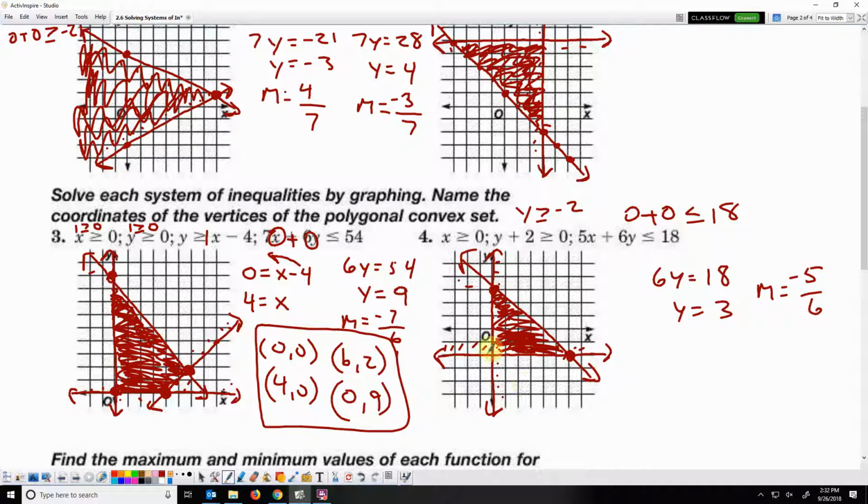Okay, so I've got a coordinate right here, here, and here. So I have one at 0, negative 2. Then at 1, 2, 3, 4, 5, 6, negative 2. And at 0, 3.